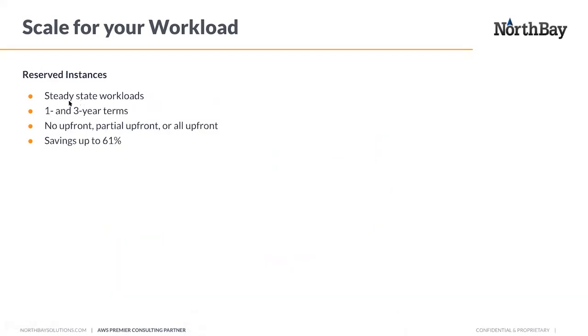As I said, reserved instance, steady state workloads, 1 and 3 year terms, no upfront, partial upfront, or all upfront, savings up to 61%, right? So that's what it says. But if you look into convertible RIs and stuff like that, and partial upfront, then this number can change. But this is on average the saving you're looking at.